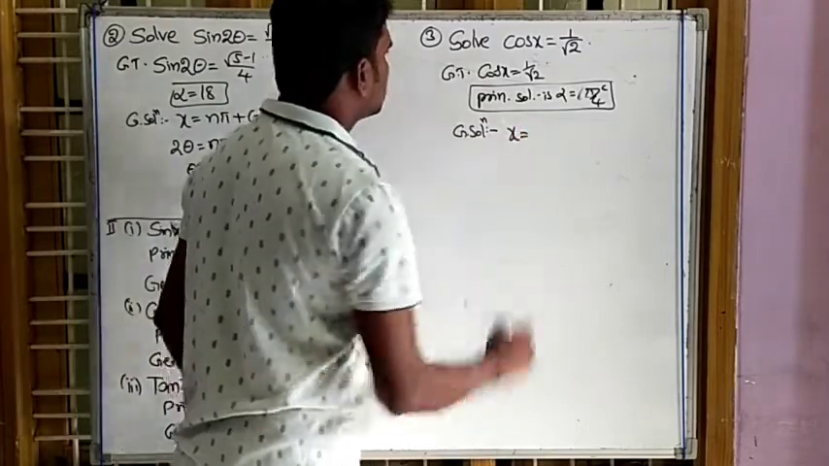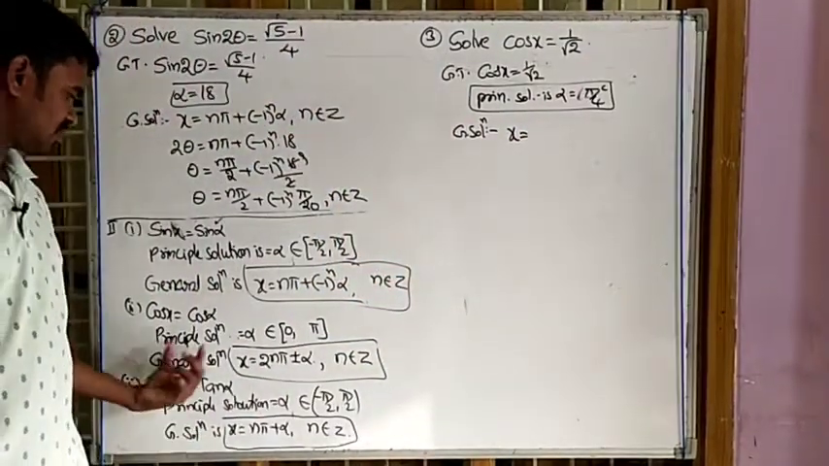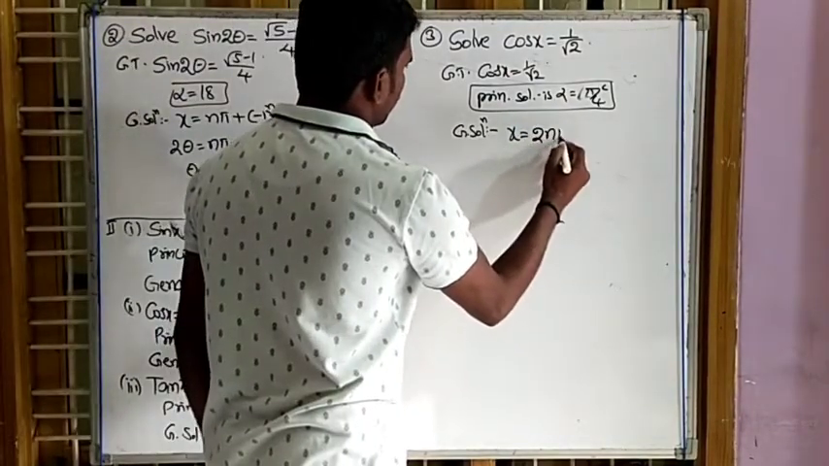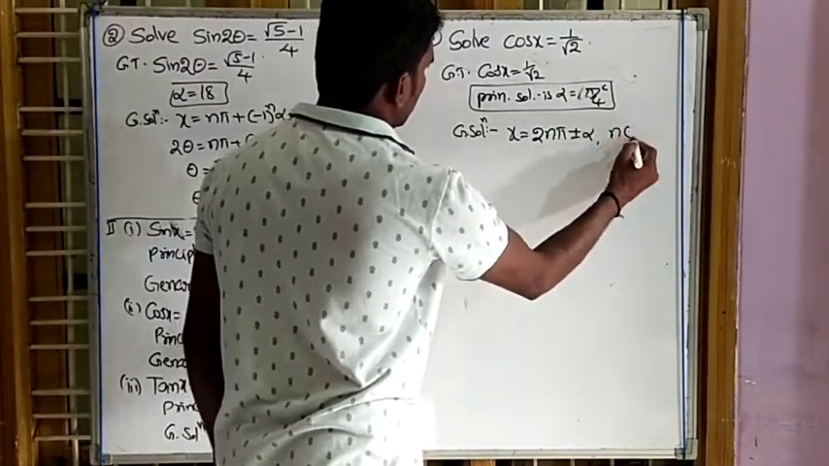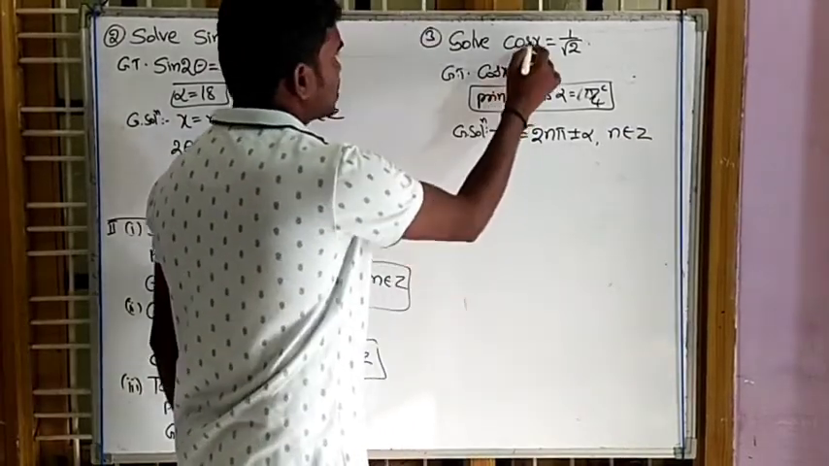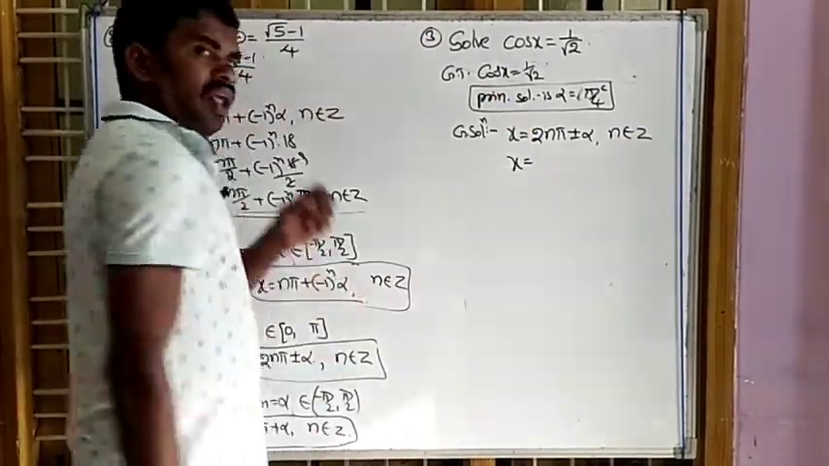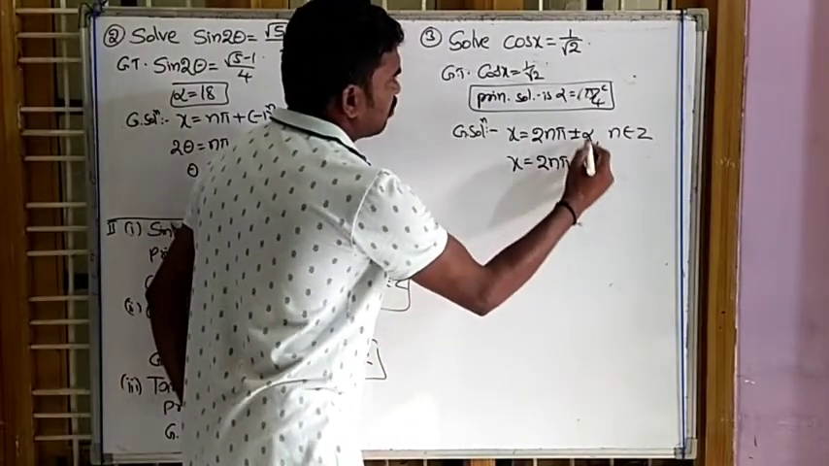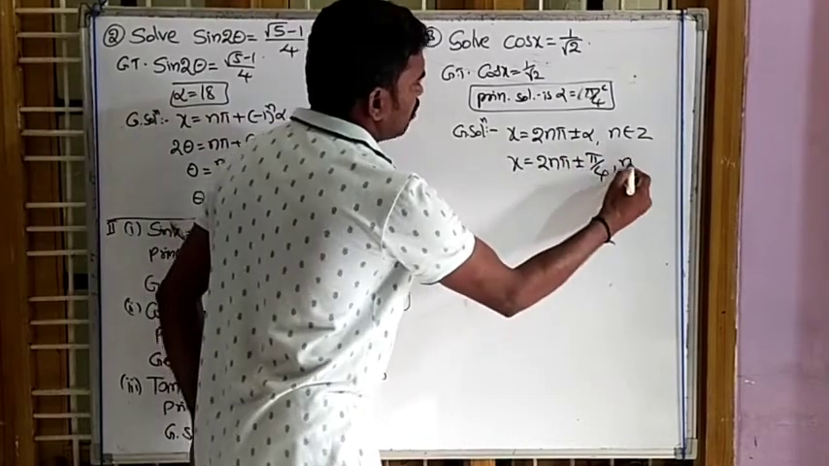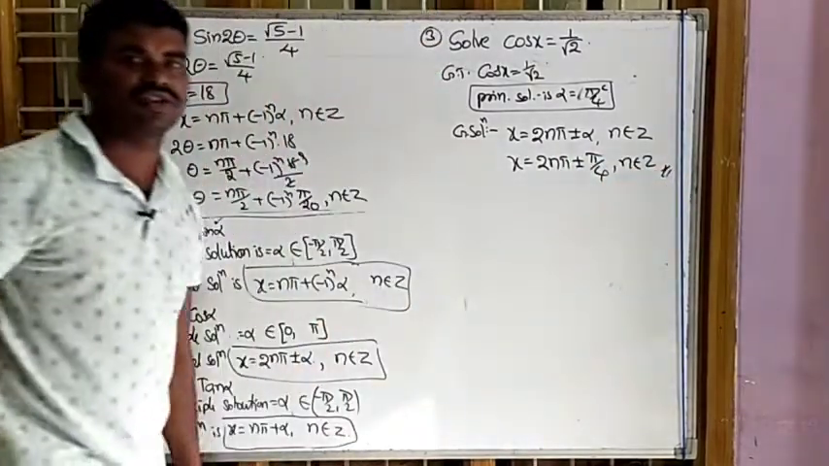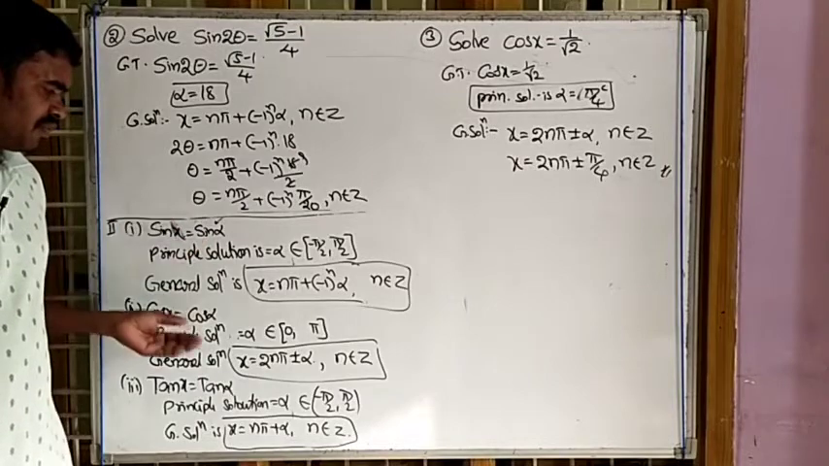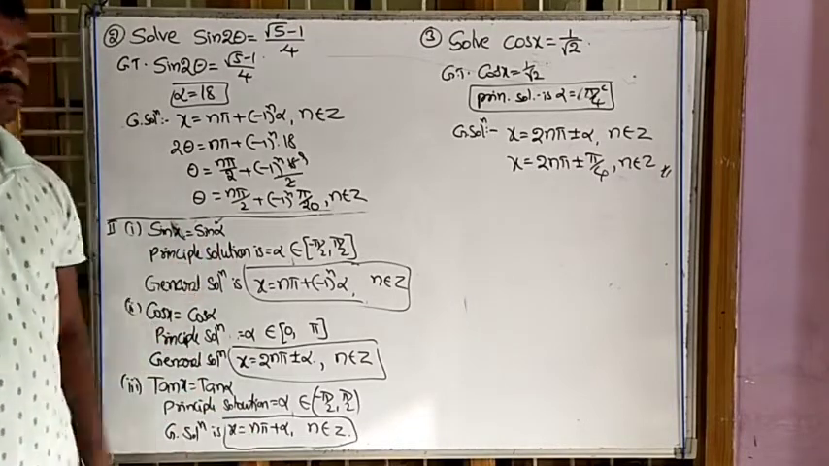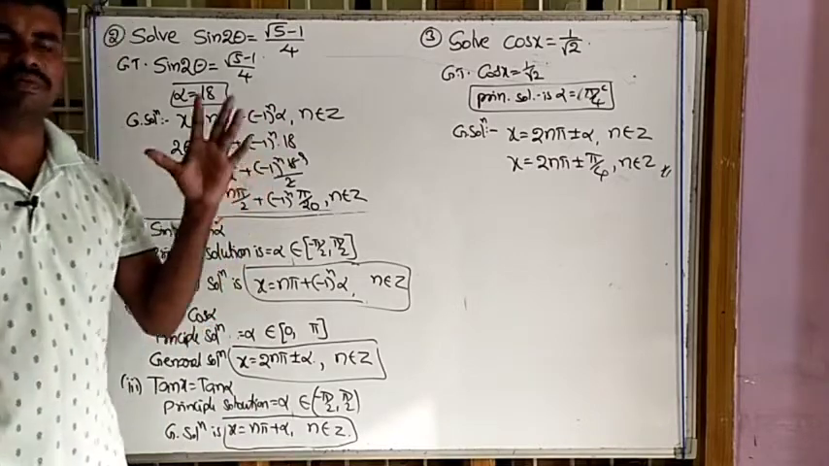Then formula. What is the general solution of cos x? x is equal to 2n pi plus or minus alpha, n belongs to z. Here in place of x there is x only. Next, 2n pi plus or minus alpha, that is pi by 4. That's it. Completed. This is the general solution. Okay. These formulas are very helpful. By using these formulas, we can solve so many problems. Not only so many, almost every problem.